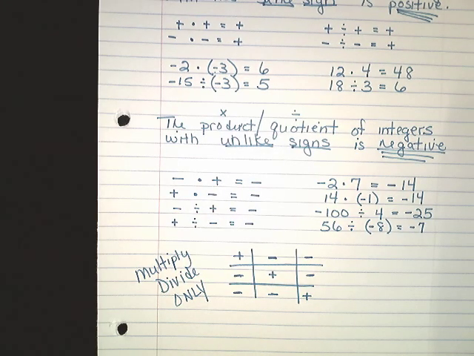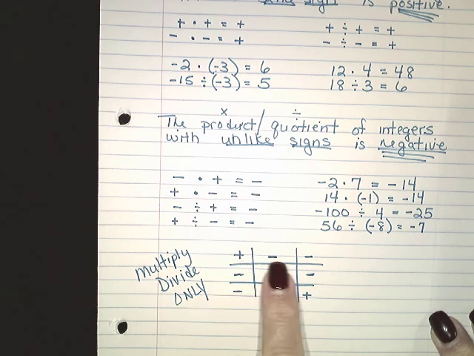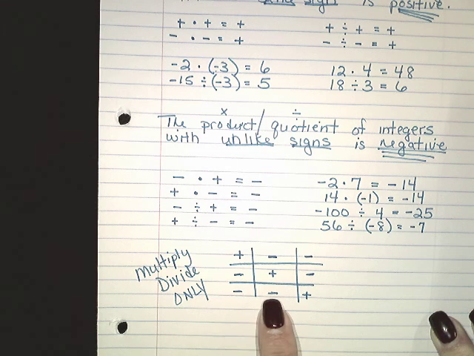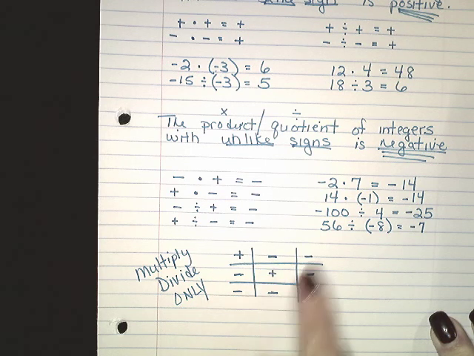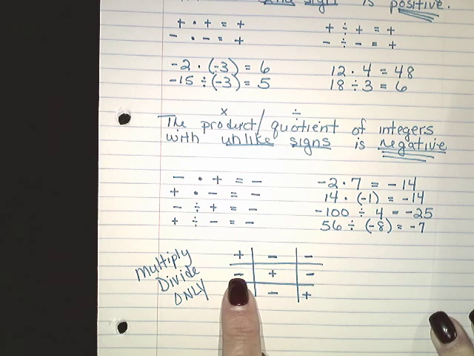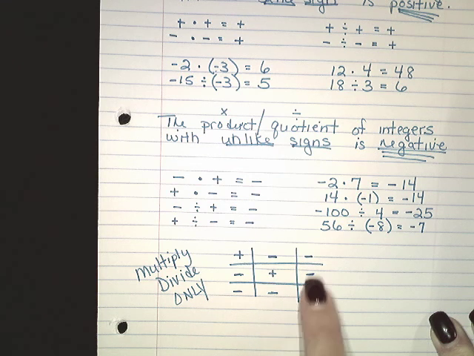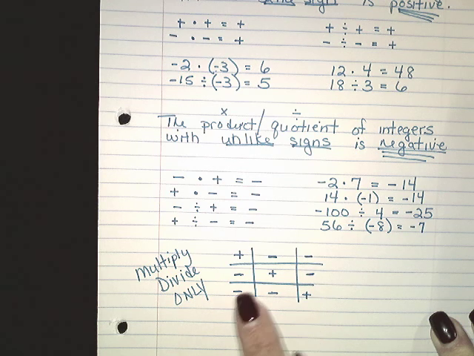So this is how it would go. A positive times a negative is a negative. A negative times a positive is a negative. A negative times a negative is a positive. And if I go down, it works the same way. A positive times a negative is a negative. A negative times a positive is a negative. A negative times a negative is a positive. It works whether we go horizontally or vertically.